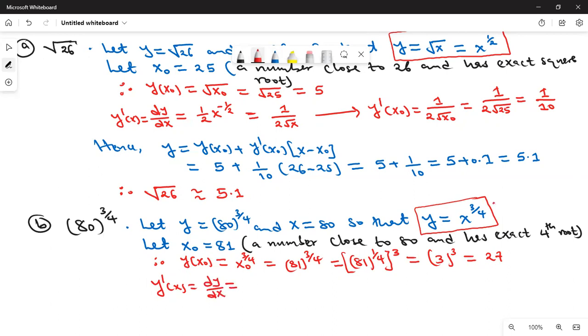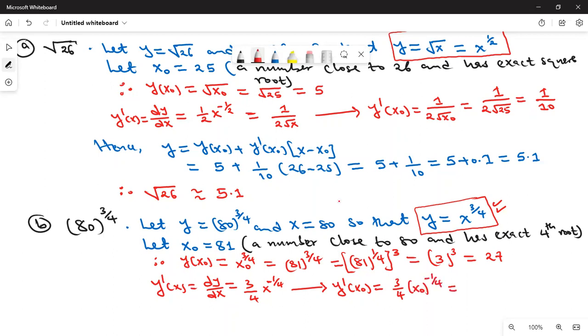Differentiate this equation. Use the power rule. That will give you 3 over 4 times x raised to 3 over 4 minus 1, which is negative 1 over 4. That is dy/dx. Now, I need dy/dx at x naught. So you can write y prime at x naught is simply equal to 3 over 4 times x naught raised to negative 1 over 4.